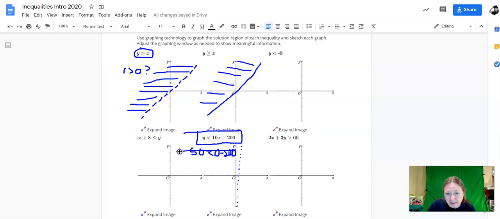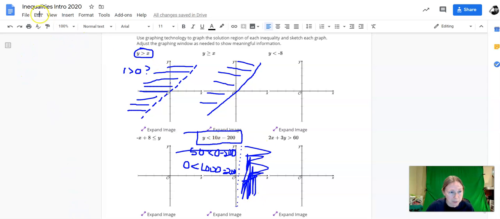so this point on this side of the line is not in the solution set. But maybe let's try 100 on the x, 0 on the y. So 0 less than 10 times 100 is 1,000, and 1,000 minus 200 would be 800. That is true, so this point is in the region that you would shade in. So you'd shade in this side of the line, that half of the graph. And that's the graph of that inequality. Y is less than 10x minus 200.